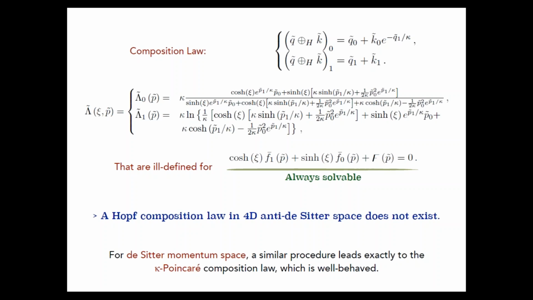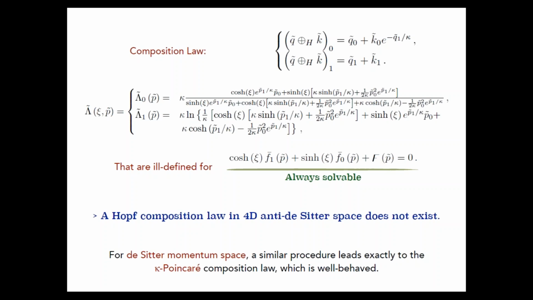That is, a Hopf composition law, as we stated, in 4D anti-de Sitter space does not exist. It does exist in 3D, but it does not in 4D. Curiously, if we follow the same procedure in de Sitter momentum space, we find Kappa-Poincaré momentum space. So that's why we consider that set of requirements very appealing to follow this axiomatic construction and this geometric survey through these composition laws.